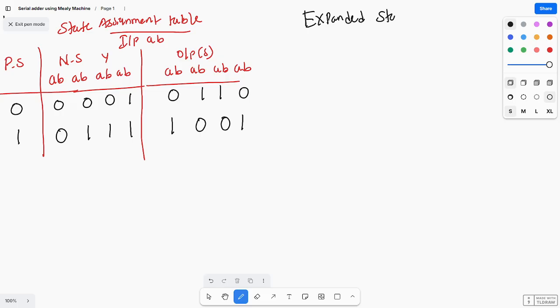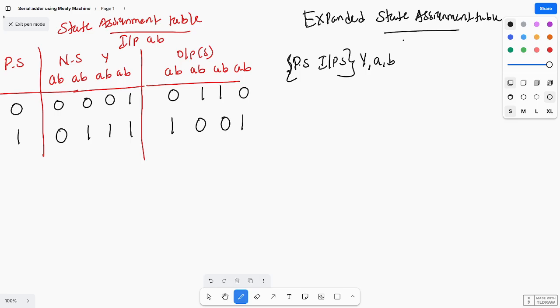Expanded state assignment table. State assignment table. Okay. So how to draw the expanded state assignment table? You have a present state, inputs. So what are the present state and inputs? Let us take y, comma, a, comma, b. Okay, these are the present state. And the next state, this is next state.